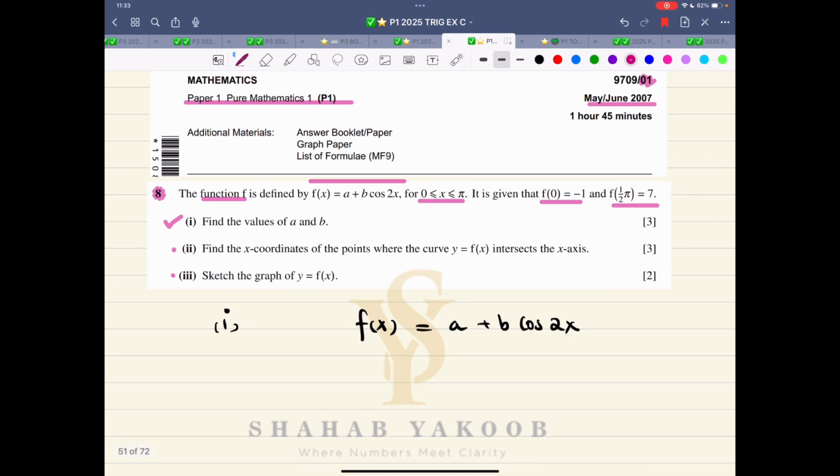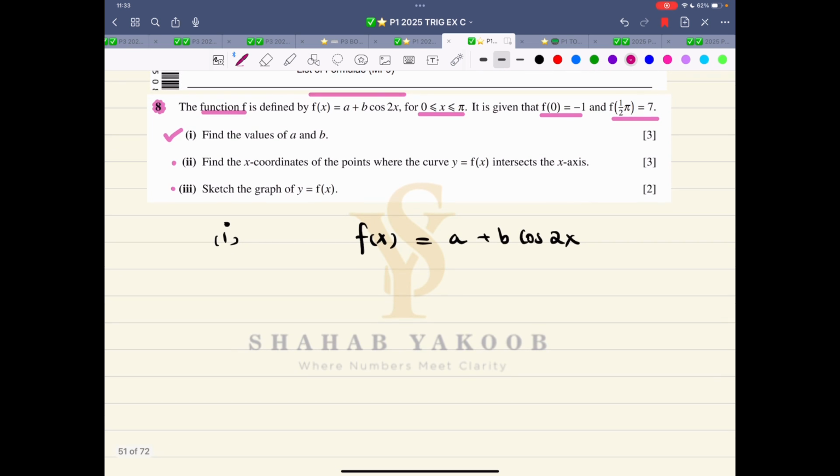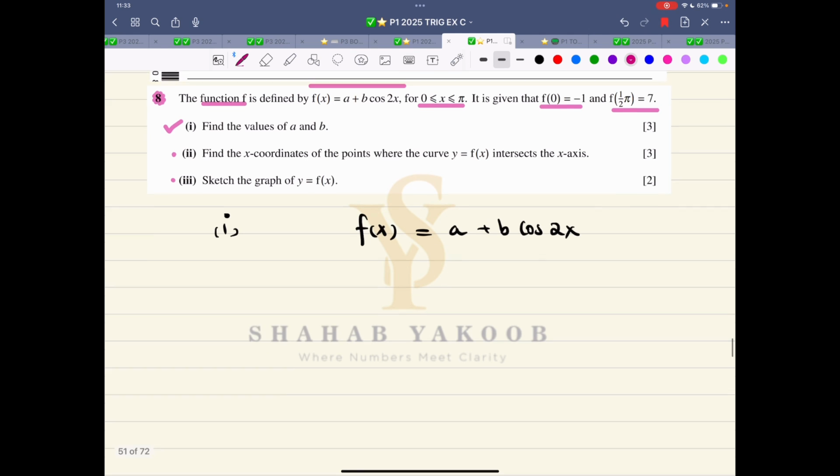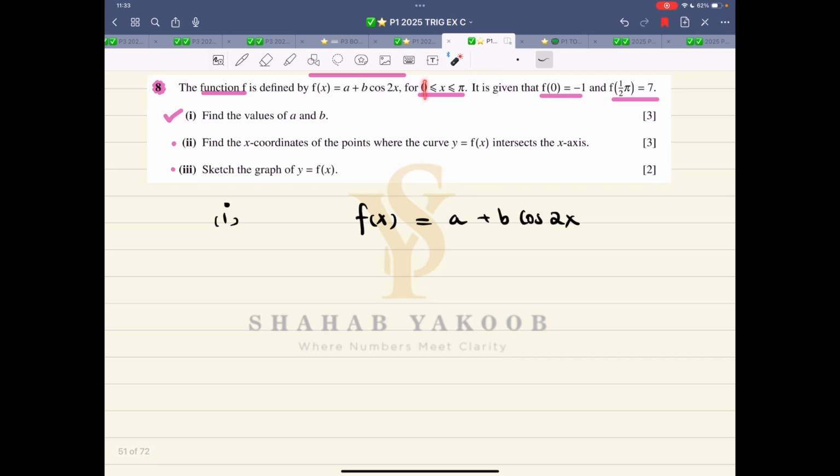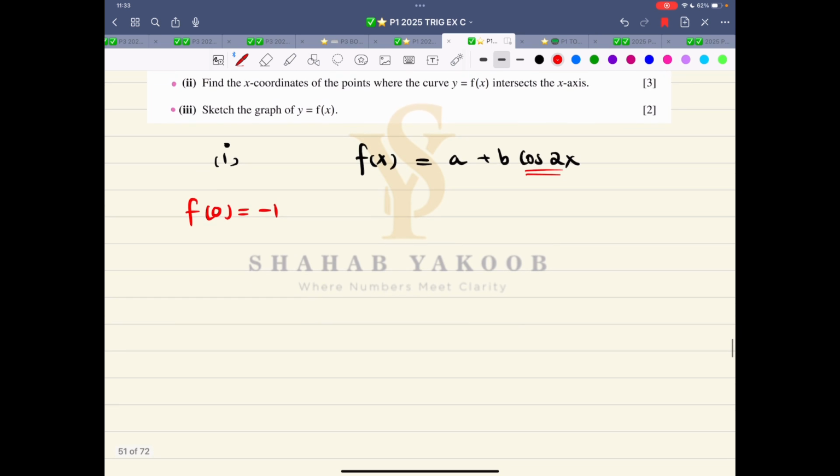And even before that, something very important: make sure your calculator is in radian mode, or you remember those exact values yourself by using radians. So you should be well versed in degrees and radians. But right now, since we are talking about radians, we should be thinking in radian mode. Now the very first thing, f(0) is -1. First of all, remember there is cos 2x over here. So cosine of 2 into 0 is technically cosine of 0, and cosine of 0 is 1.